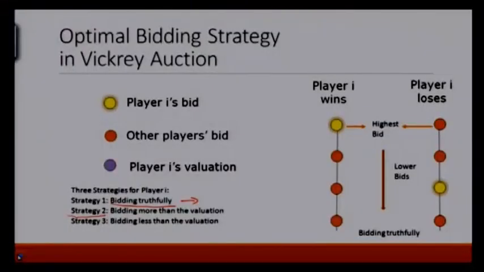So, what do we see when we compare strategy 1 and the second type of strategy? That bidding truthfully is always at least as good as bidding more than the valuation, and in some of the cases bidding truthfully is strictly better than bidding more than the valuation. What does it mean? That bidding truthfully weakly dominates any strategy in which the player bids more than his true value.